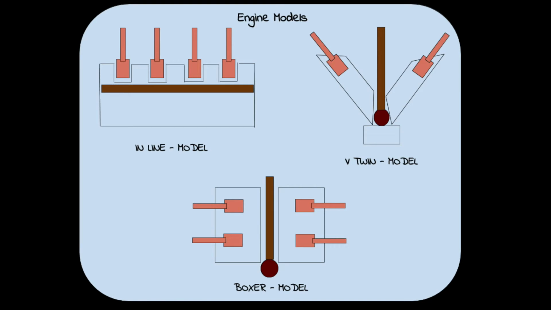Based on the piston orientation inside the engine block, the engines are named like inline 4-cylinder, V-twin, boxer. In an inline engine, the pistons are kept in alignment. In the V-twin, the pistons are kept inside a V-shaped engine block, but they are connected to a single crankshaft.